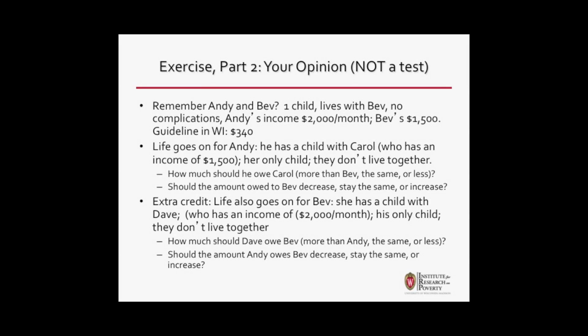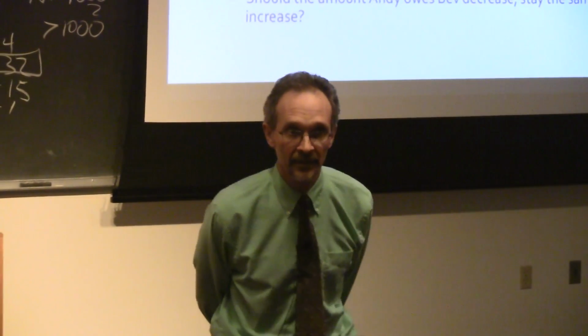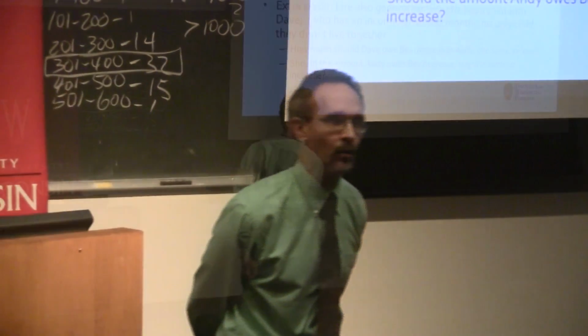How much should he owe Carol? And you don't have to give me a number this time. Just tell me if he owes Carol more, less, or the same. And then tell me, should the amount owed to Bev go down, stay the same, or go up? And then if you run out of time and you're a curve buster, then you can tell me what happens to Bev if Bev goes on and has a new kid with Dave, who magically has the same income as Andy, and also simple. Then you can answer those questions about Bev. Everybody ready? Go!